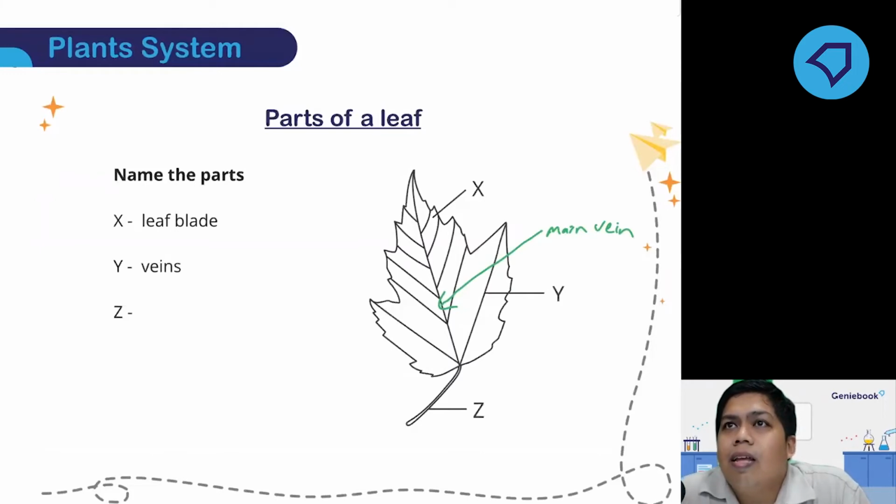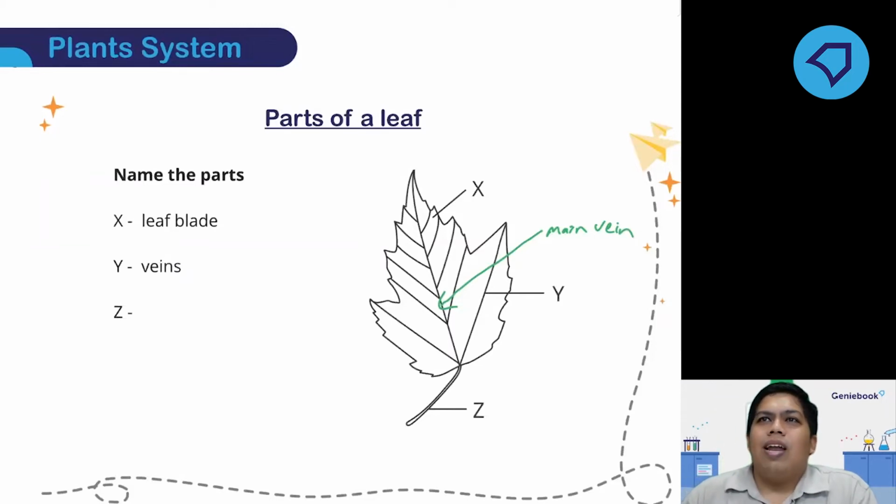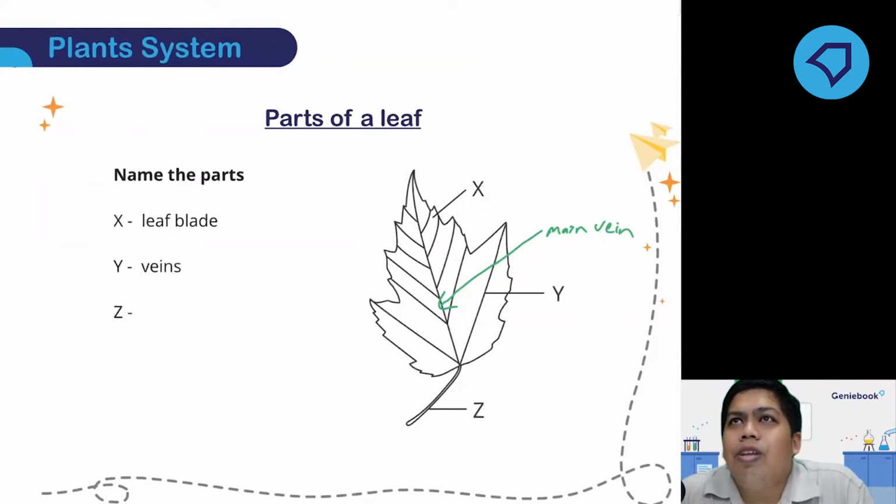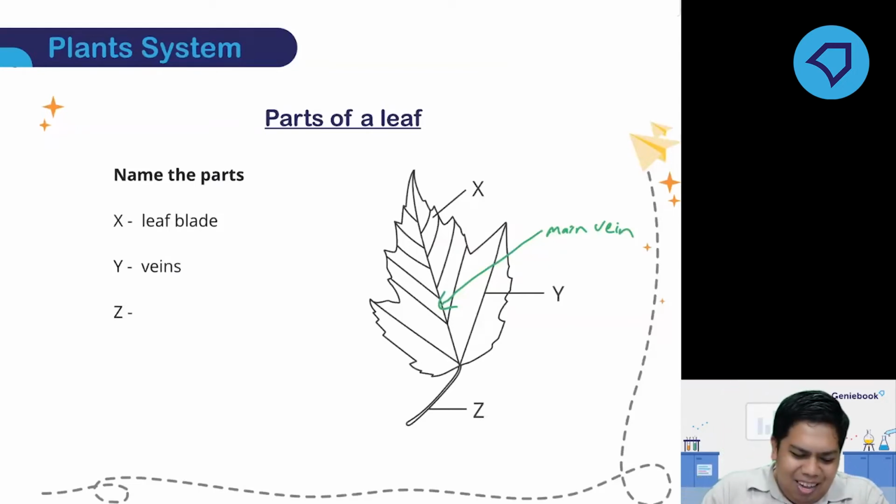Leaf tip. When did I mention leaf tip? I didn't mention that. Hold on, I will mention stomata later. And the last one, Z. Some of you say it's the stem. Are you sure it's the stem? Okay, so this is not the stem. Z is not the stem.